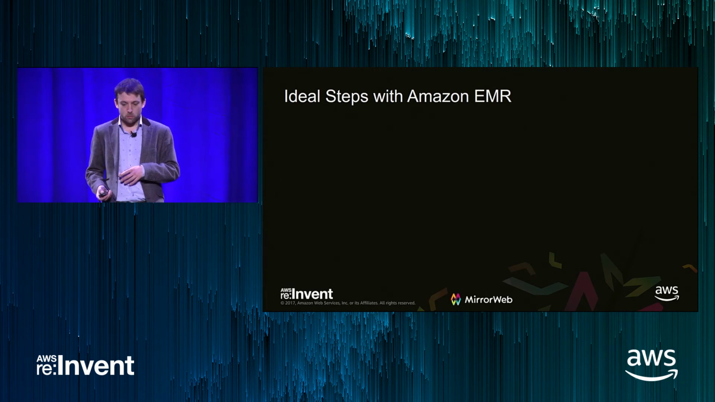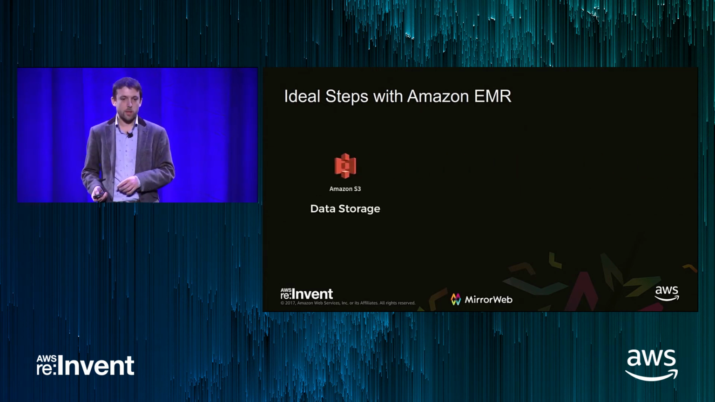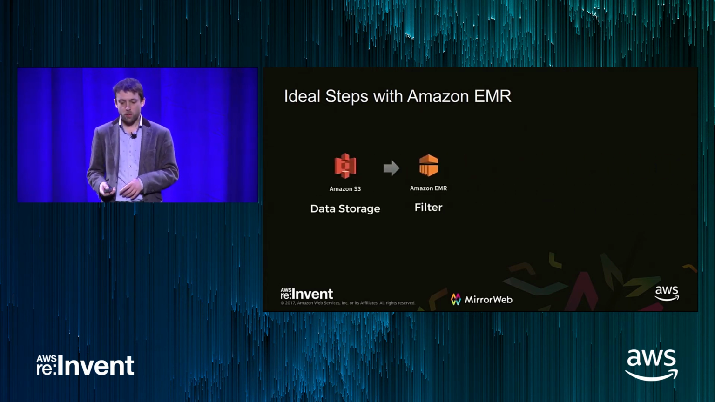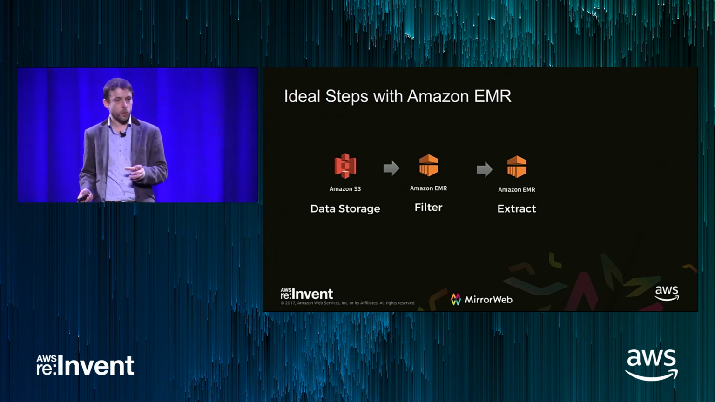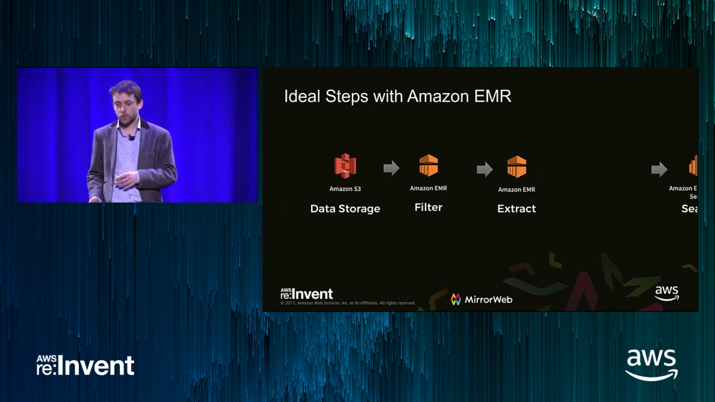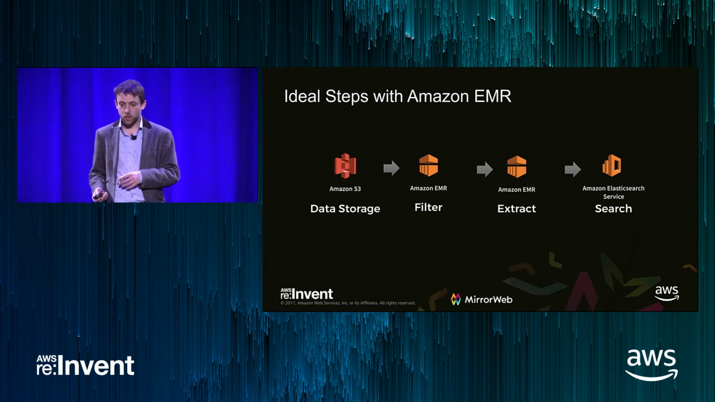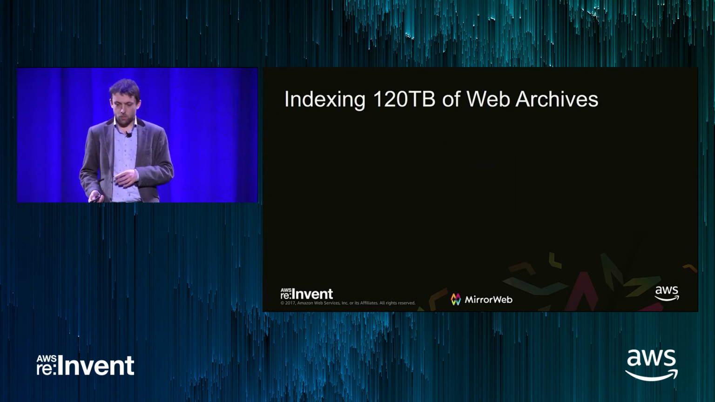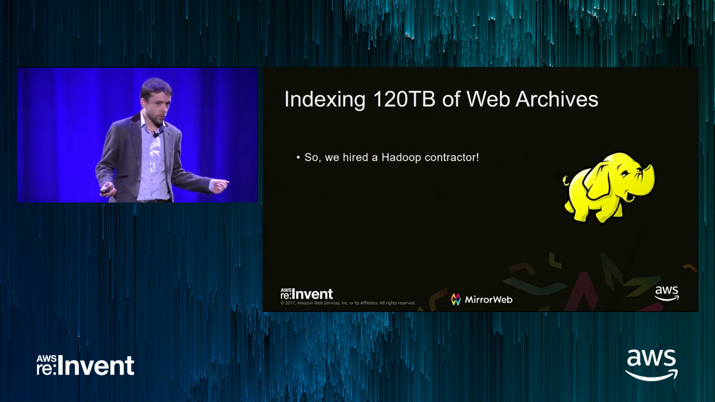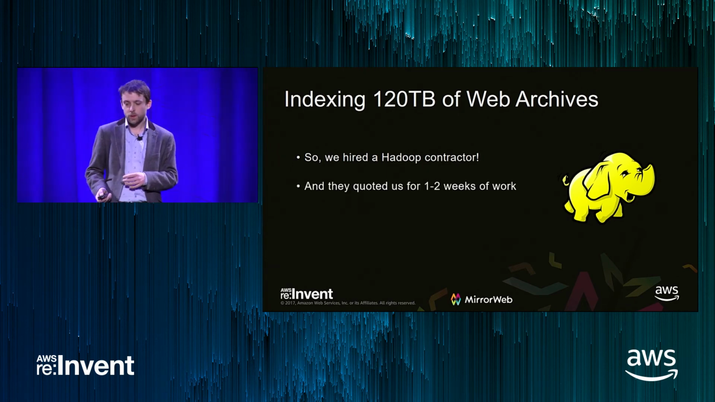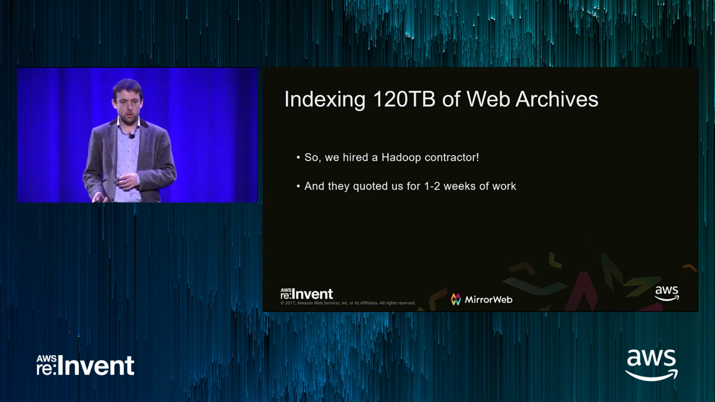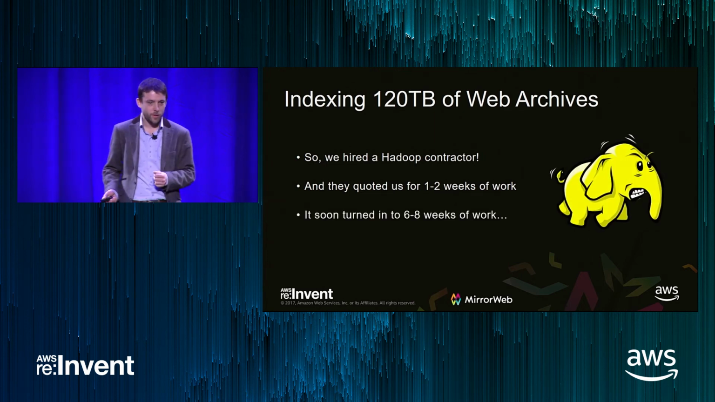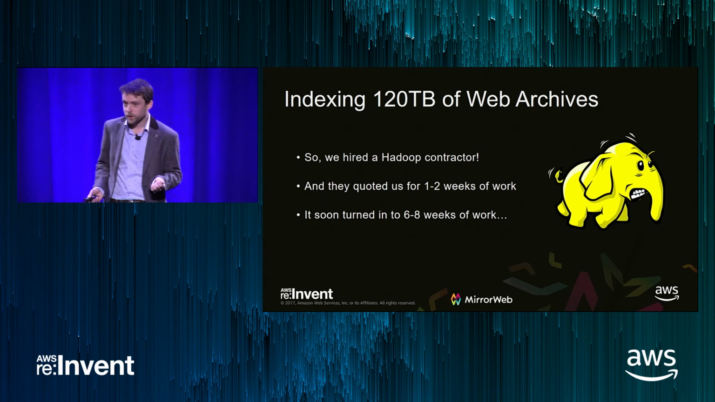Now what I wanted to do with the ingest job was to take the data stored in S3, process it with EMR through a filter stage, then do an extract stage where we extracted the full text search from the documents that were in scope, and then we pushed that into the Elasticsearch. We didn't have experience of Hadoop, so we hired a Hadoop contractor, and they quoted us for 1 to 2 weeks of work to move this data into Elasticsearch. However, 2 weeks later, they told us it's going to take 6 to 8 weeks.